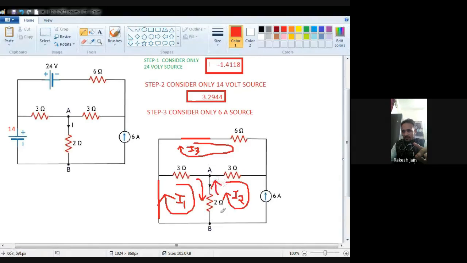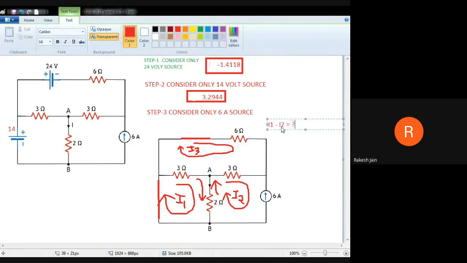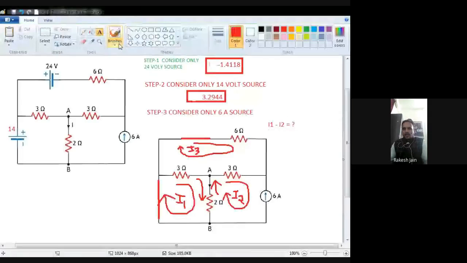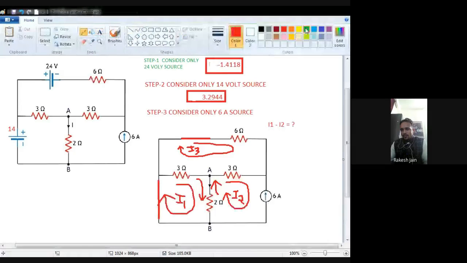So this is the conclusion of step number second. I found out the current from this 2 ohm resistance in step number second, and that is 3.2944 ampere. This one is the answer of step number second. Now see very carefully. For one minute I am talking to myself, so you just see step number second again. Then we will solve step number third, and finally we add all of these steps, and that will be your final answer. So only step number third is required more. Step number second is completed.